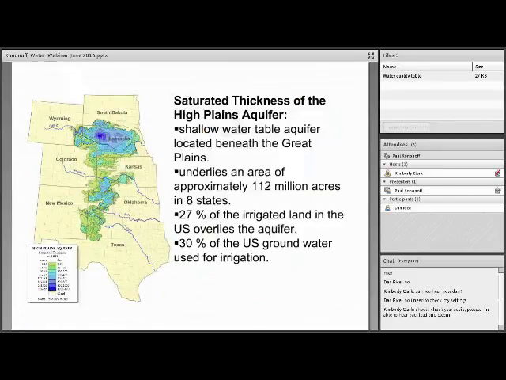So in the state of Nebraska, anybody who's from Nebraska has probably heard the term the High Plains Aquifer. The High Plains Aquifer is a shallow water table located beneath the Great Plains. And I've got here just a graphical description of the High Plains Aquifer. It's interesting because that overlies approximately 112 million acres covering 8 states. And it represents 27% of the irrigated land in the United States, and also 30% of the U.S. groundwater which is used for irrigation.